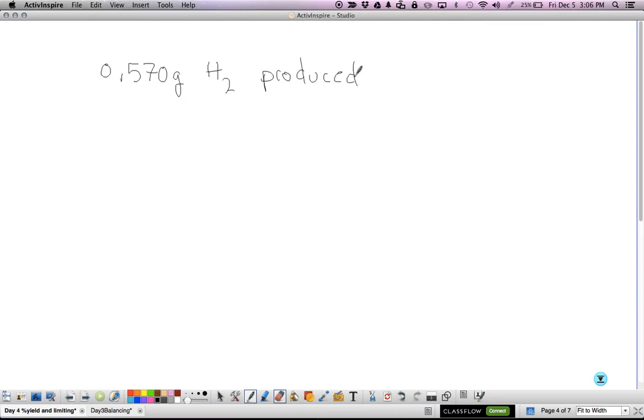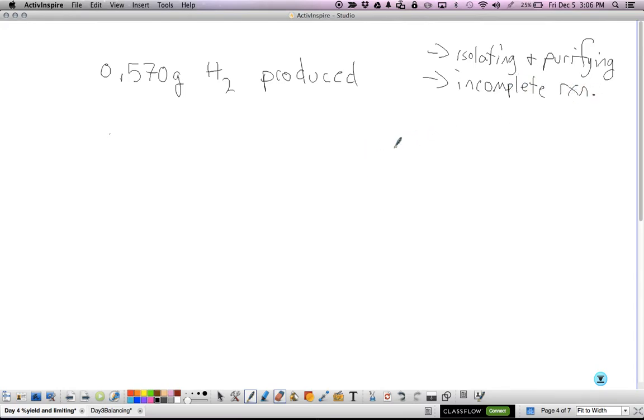Now, this is actually a common occurrence where what you actually get is much less than what you want to get, or what is theoretically possible. You might lose product because of difficulty in isolating and purifying a product. It just might be a bad reaction, and you might have an incomplete reaction.